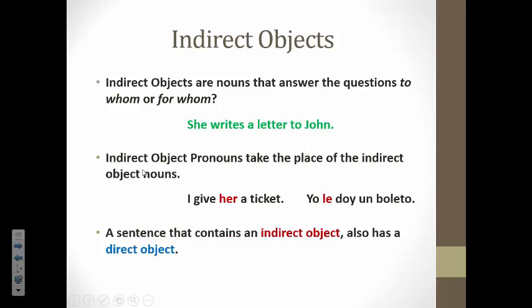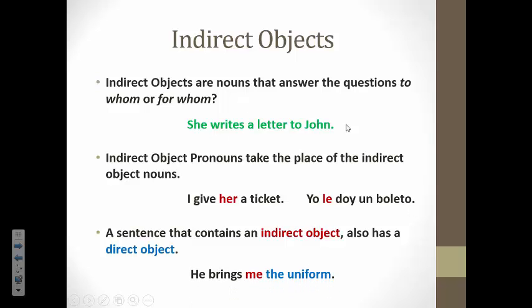Okay, just like with direct objects, indirect object pronouns take the place of the indirect object noun. So let's look at this sentence. I give her a ticket. I give a ticket to her. Okay, so to her is the indirect object noun. You can replace that with the indirect object pronoun. Okay, so you've got yo le doy un boleto.